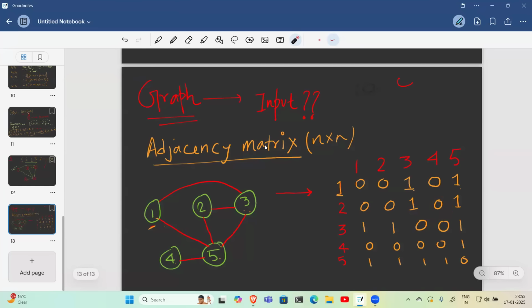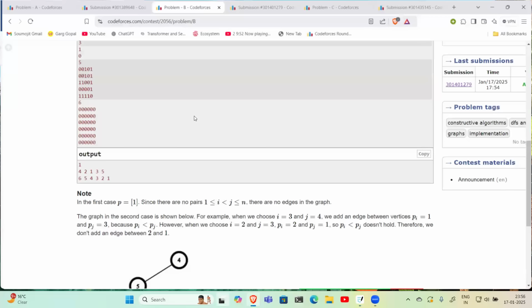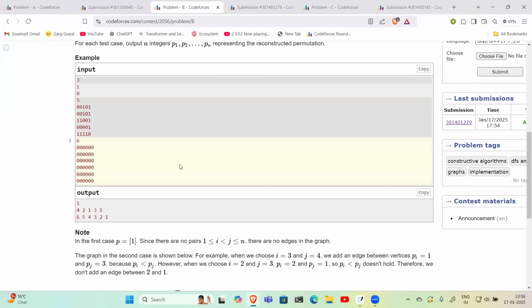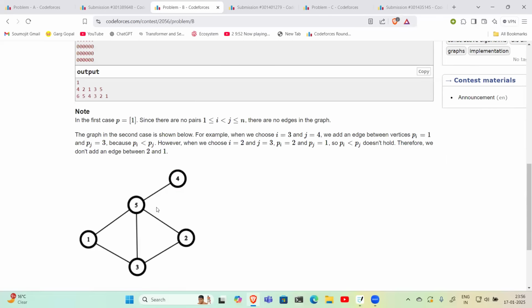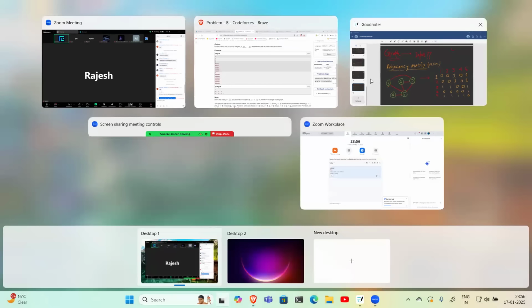So is the input format clear? Like if this graph is required to be given as input, then we will be given this adjacency matrix as input. Even if you look at the CF problem and look at this test case, this test case matches exactly with what we have written. So that means that they have basically given this graph as input. Okay, so is the input format clear? I think most of you were accustomed to the adjacency matrix. Okay, great. So now let's discuss the problem.